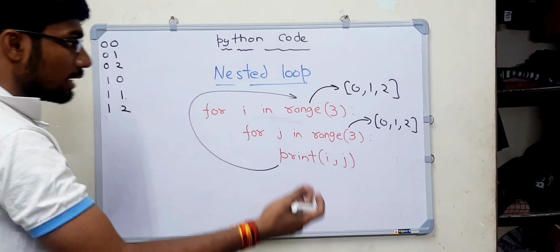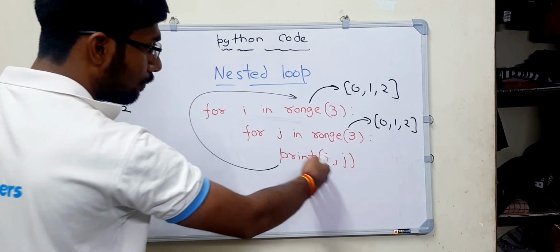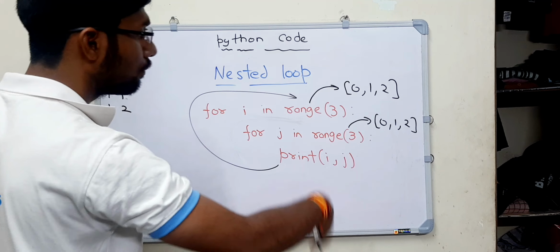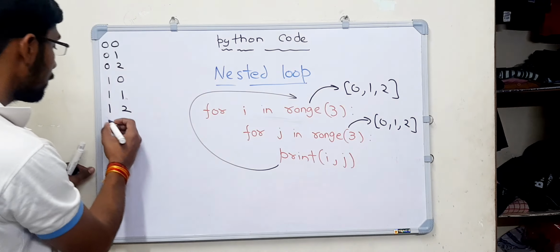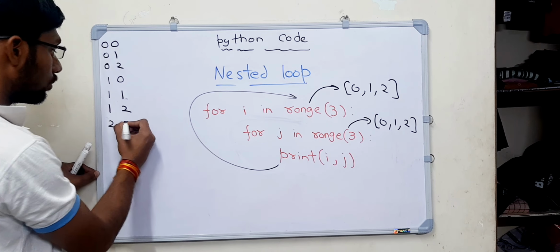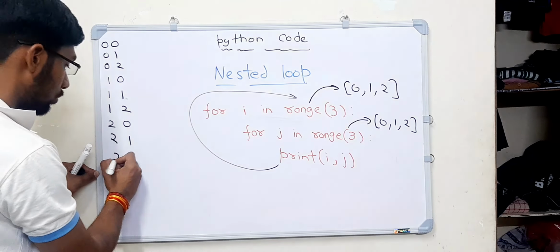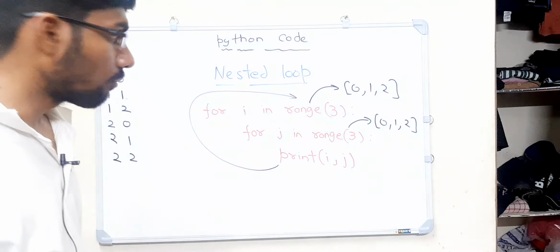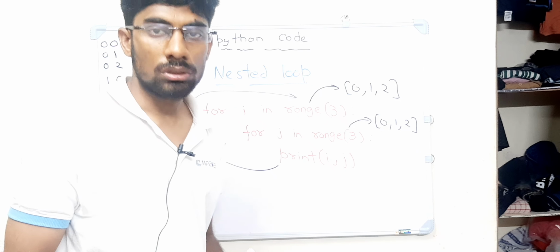So i has taken value 2, j will take value 0, then print this value, then take 1, then print this value and then take value 2. So the output will be 2, 0, 2, 1 and 2, 2. I hope you got this program and the concept of nested loop.